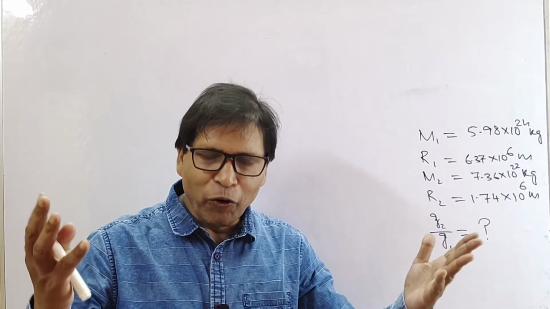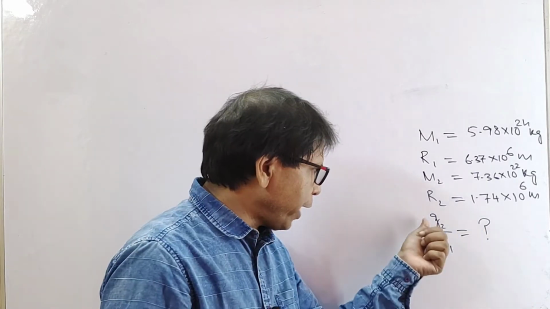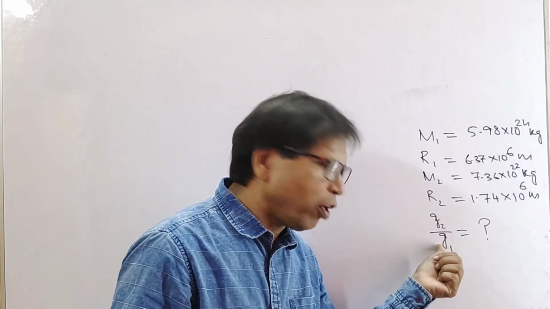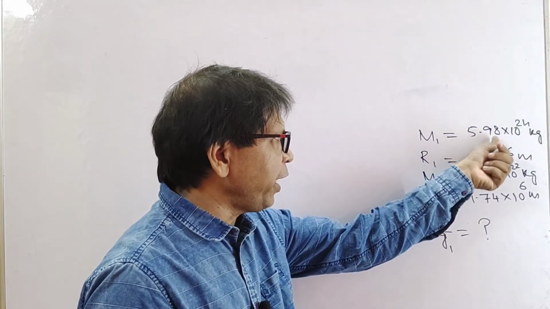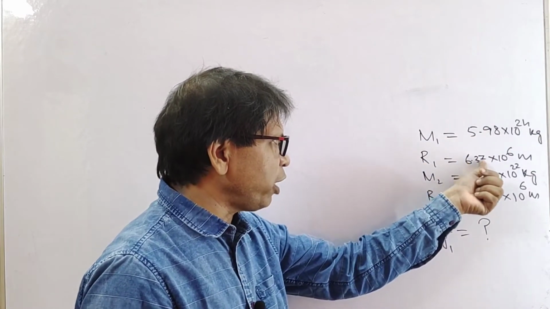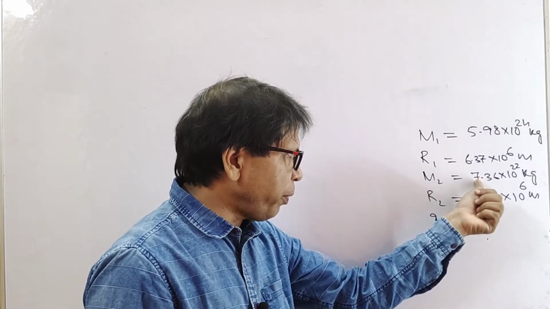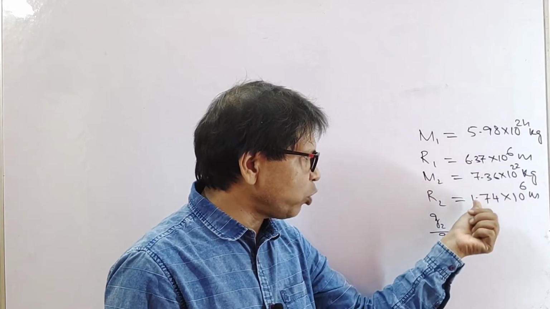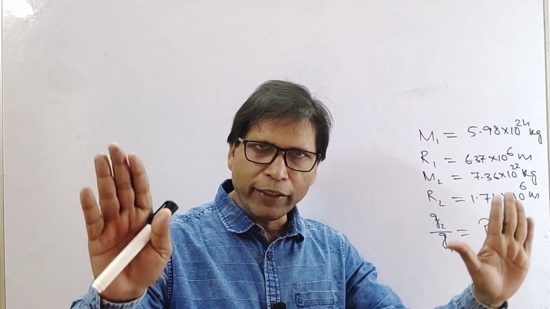Next, now we have to compare the acceleration due to gravity on the moon's surface and the acceleration due to gravity on the earth's surface. Here the mass of the earth is 5.98 into 10 to the power 24 kg and the radius is 6.37 into 10 to the power 6 meter, and the mass of the moon is 7.36 into 10 to the power 22 kg and the radius is 1.74 into 10 to the power 6 meter.